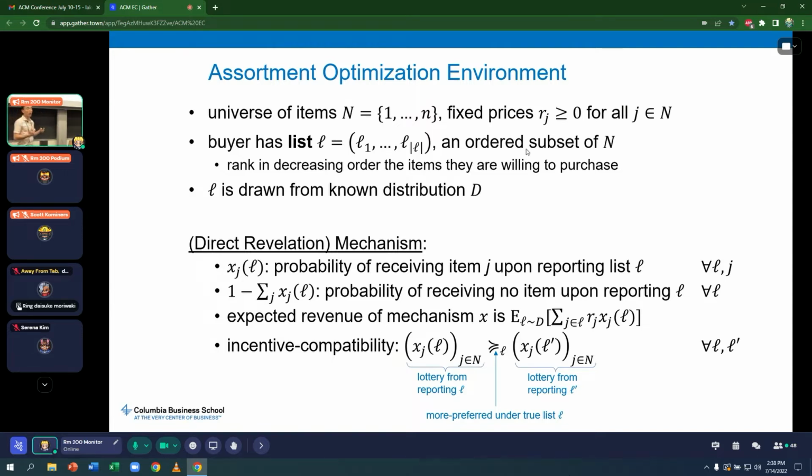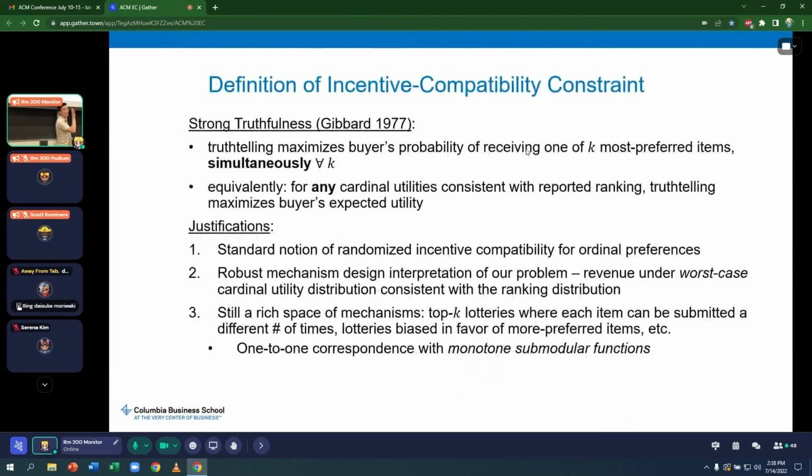It's like, do I want to always get my second choice, or do I want to get my first choice half the time and third choice half the time? I don't have time to fully justify my definition. I'm just going to say I choose a particular definition in this scenario, which is fairly standard, originating from a paper by Gibbard in 1977. I'm basically placing a strong incentive constraint on the mechanism that says the mechanism has to be designed such that truth-telling maximizes your probability of receiving one of your k most preferred items simultaneously for all k.